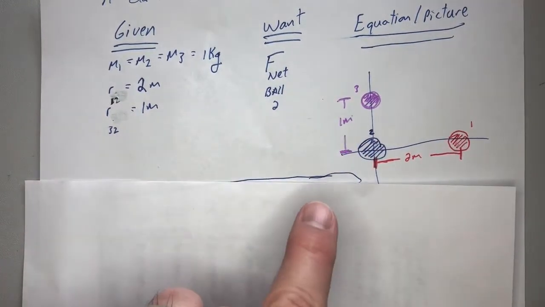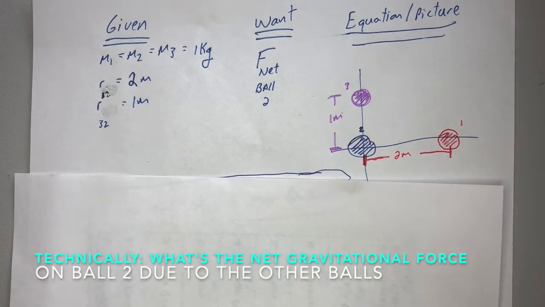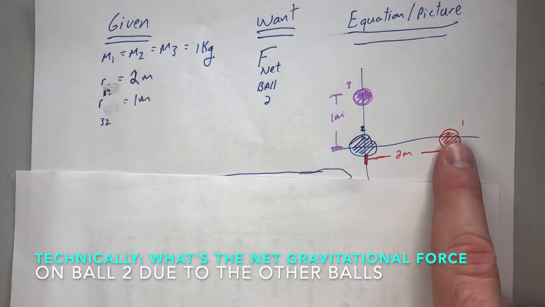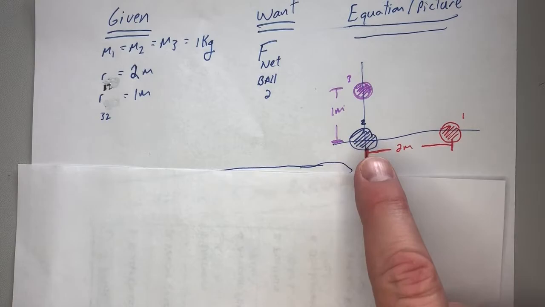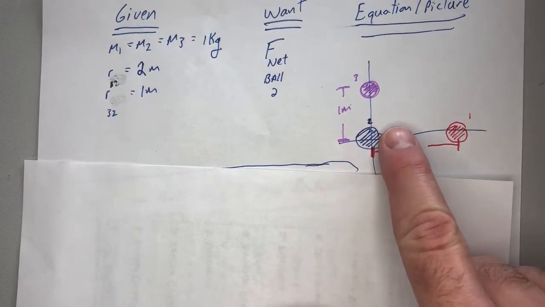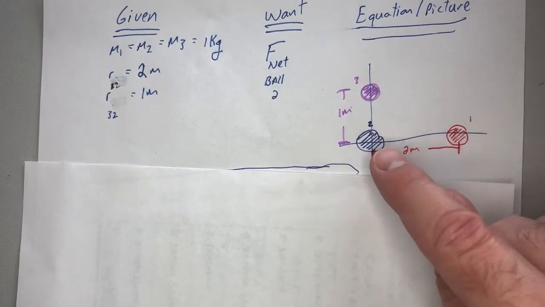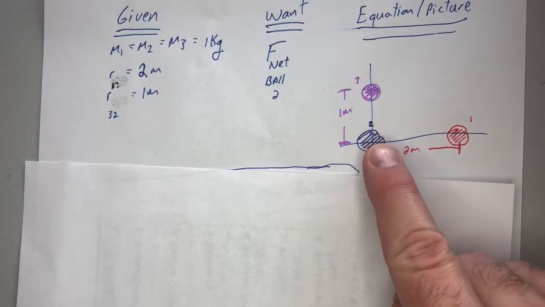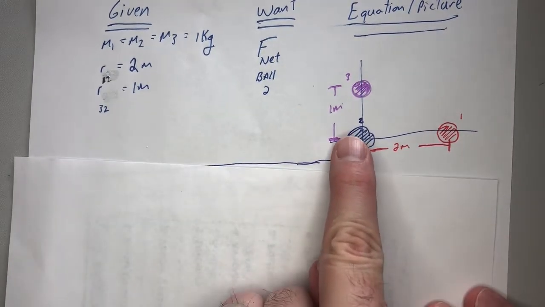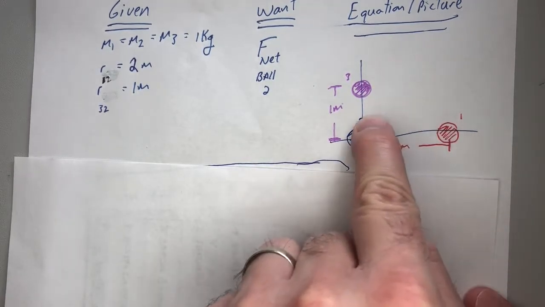And then what they're going to ask you for is the net gravitational force on the ball at the origin. You can kind of picture this, right? Anything with mass has a gravitational pull. This red ball has mass, the purple ball has mass, the blue one has mass. So the red ball is pulling this one to the right. But at the same time, the purple ball is pulling on the blue ball. As the red ball is pulling it to the right, the purple ball is pulling the blue ball up. So you can picture the motion. This ball is getting pulled right and up, so it's going to be in the first quadrant somewhere right here.